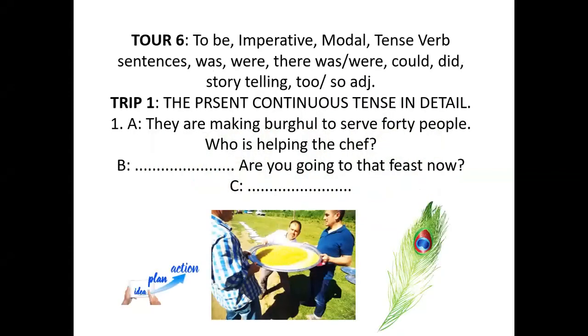Okay. Now, it is also good that we are at the beginning of a new tour. In fact, we are at the beginning of the last tour of Harmony 1 of beginner and elementary level. Okay, so in this unit, we will study, again, of course, to be sentences plus imperative sentences, modal sentences, and tense verb sentences.